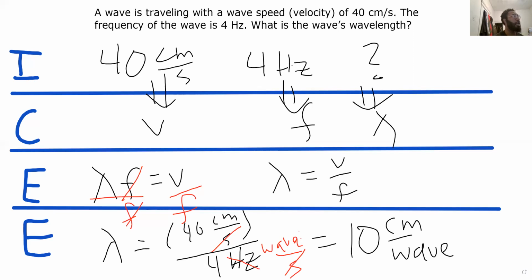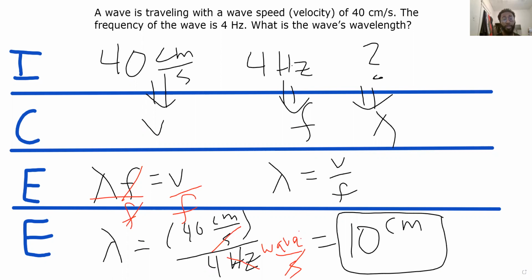When we see wave in the denominator, it's not actually there. It's just a placeholder. It's reminding us what we're talking about. So in my final answer, I don't actually have to include it. I'm just going to erase wave because we don't need to include it in our final answer. It's just a reminder of what we're talking about. So our final answer for wavelength ends up being 10 centimeters.